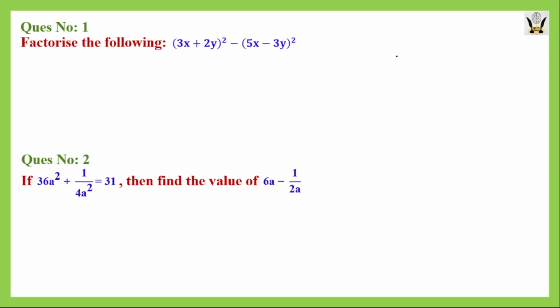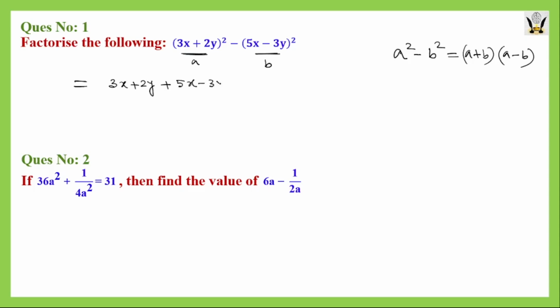So let's do that. The expression that is given actually resembles the identity a square minus b square, and we know that is a plus b multiplied by a minus b, right? So here 3x plus 2y will be our a, and 5x minus 3y will be our b. If we apply that identity, then it will be 3x plus 2y plus b, which is 5x minus 3y, and that will be one factor, multiplied by the second factor, which will be a minus b.